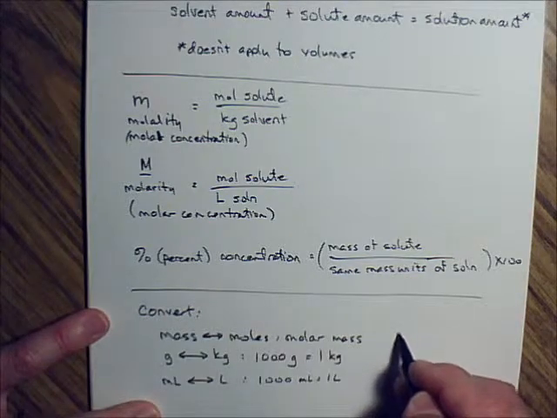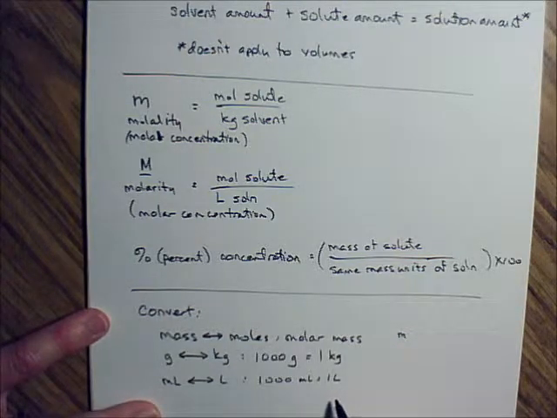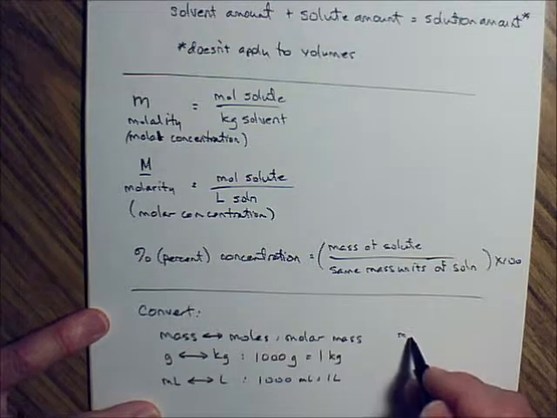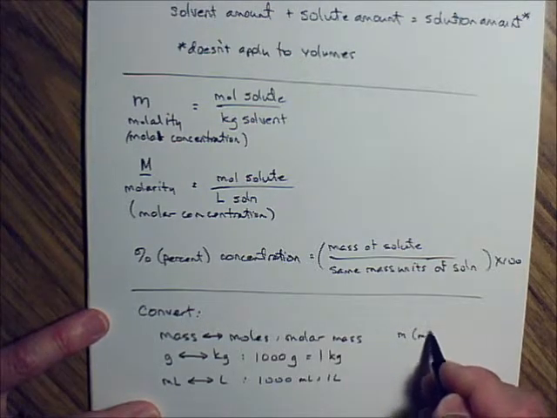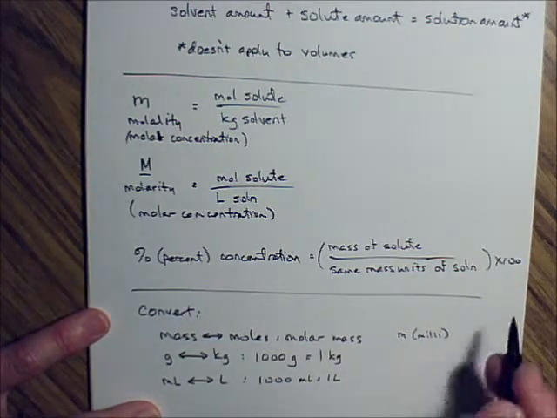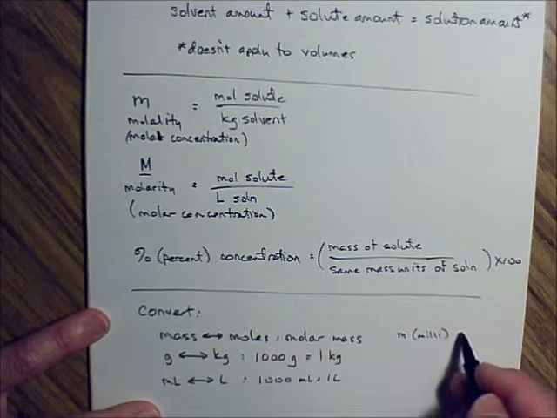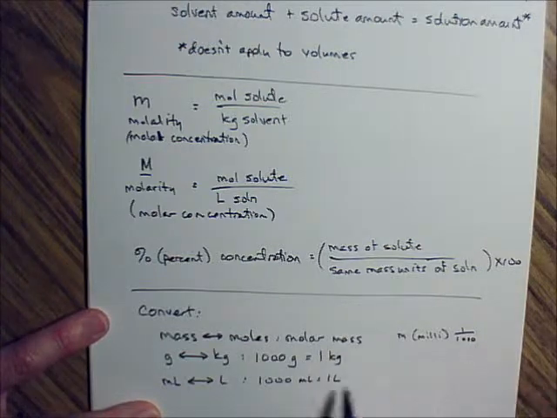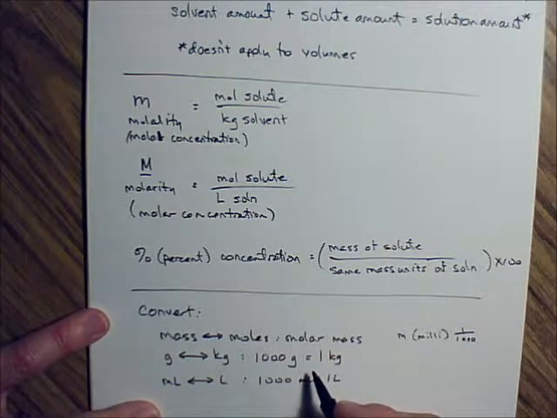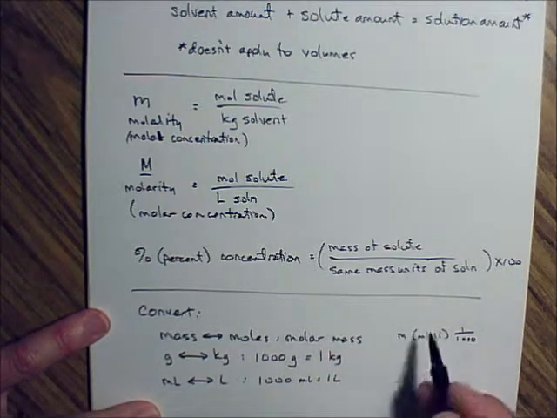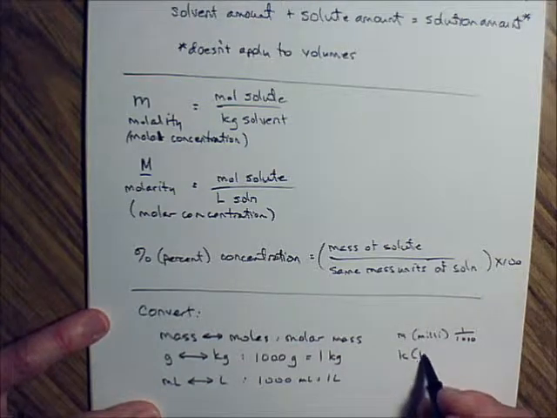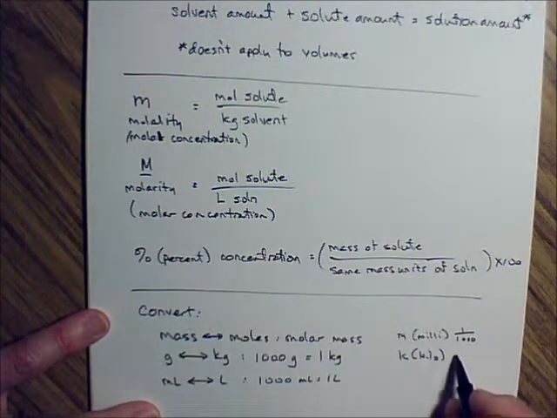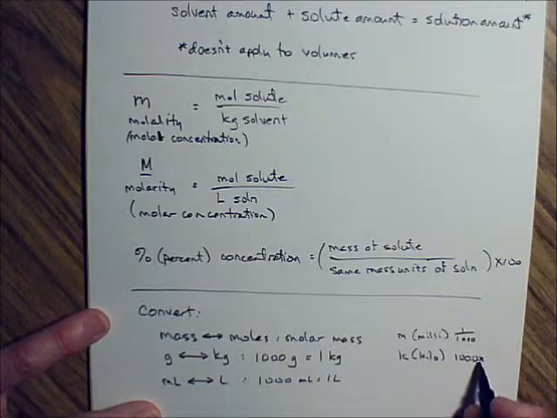The milli prefix, M, is milli. It is 1,000th of whatever the base unit is. And the K, or kilo prefix, means 1,000 times the base unit.